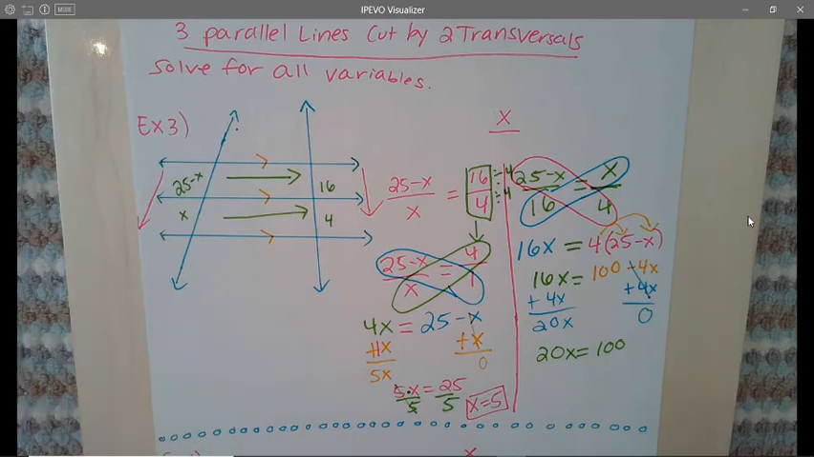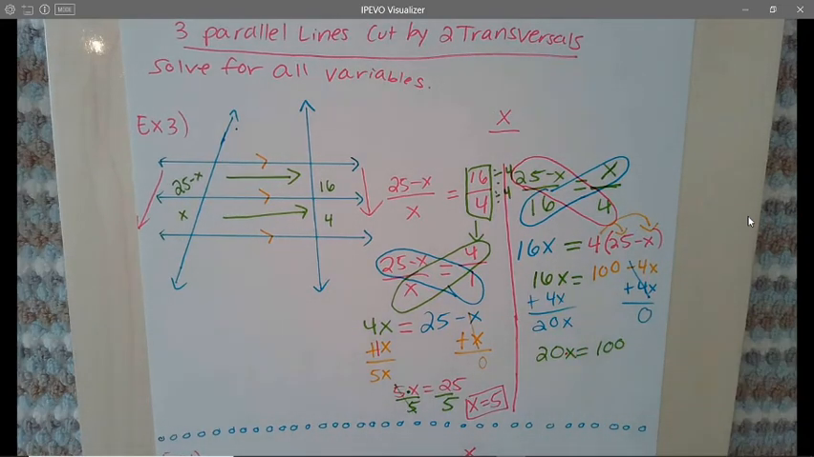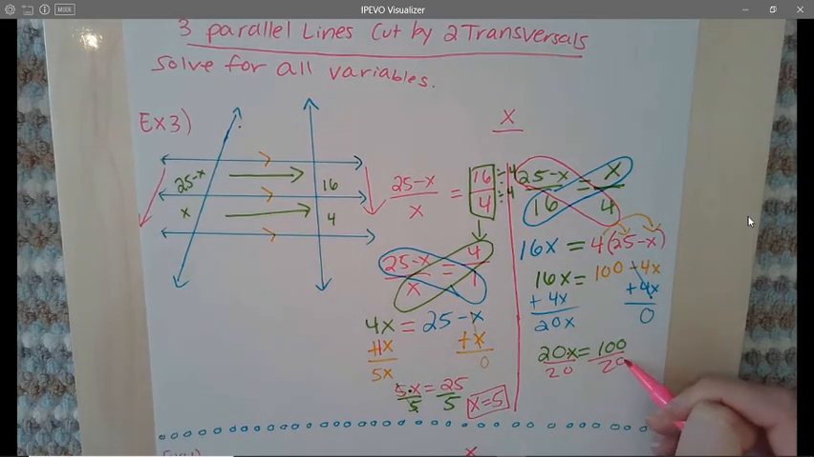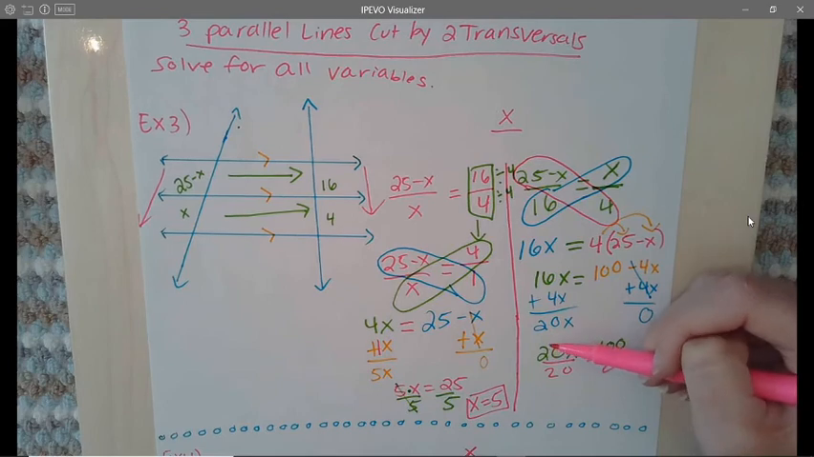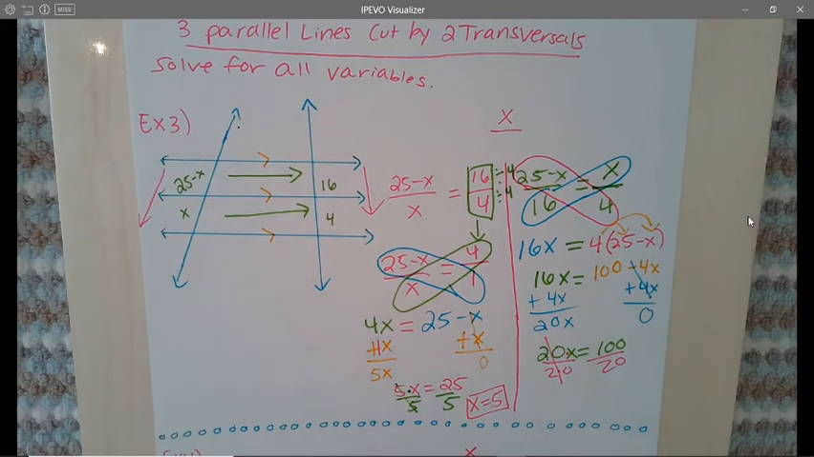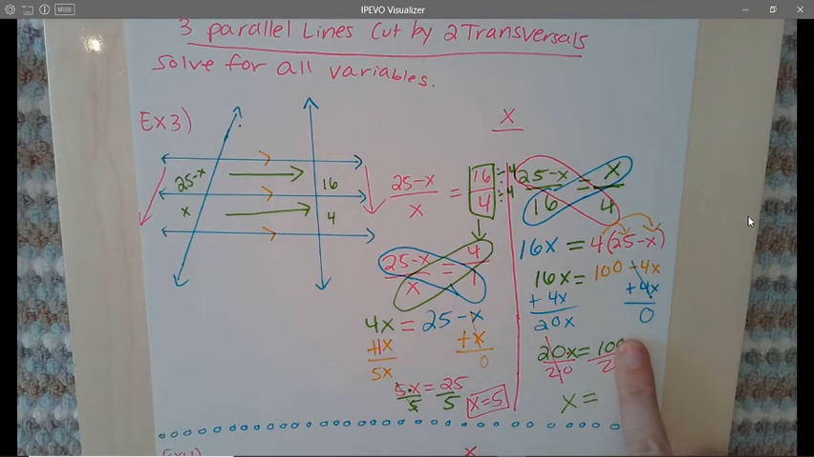All right, let's tackle our last step. 20 and the x are secretly multiplying, so the way that you bring 20 to the other side is by dividing on both sides. 20 divided by 20 cancels and turns to 1, and you're left with x equals 100 divided by 20. Well, 10 divided by 2 is 5, so 100 divided by 20 is also going to be 5.